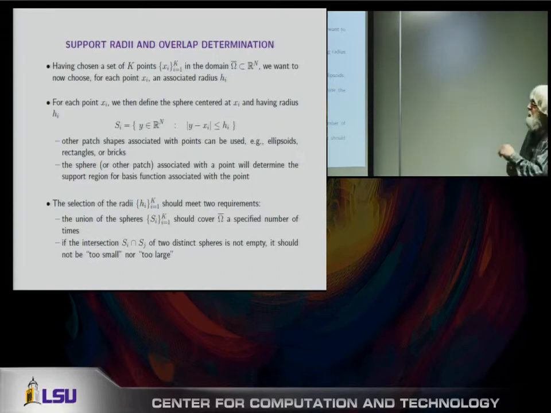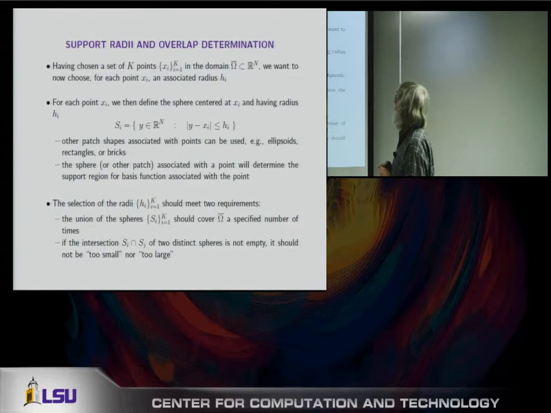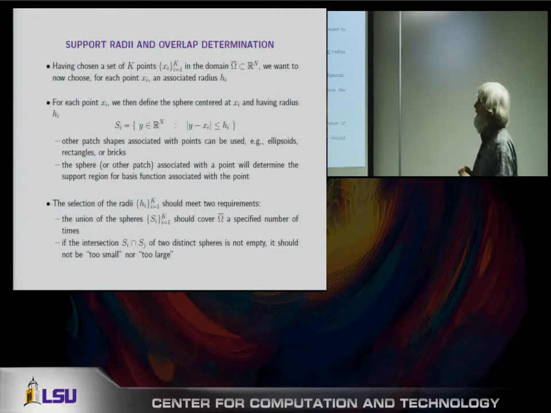Now this has nothing to do with CVT. This is how you determine the support radii. Suppose we've chosen the K points in the domain by CVT or any other method. Then you define a sphere centered at each point, having a radius h_i. You can use rectangles, ellipsoids, bricks, whatever.